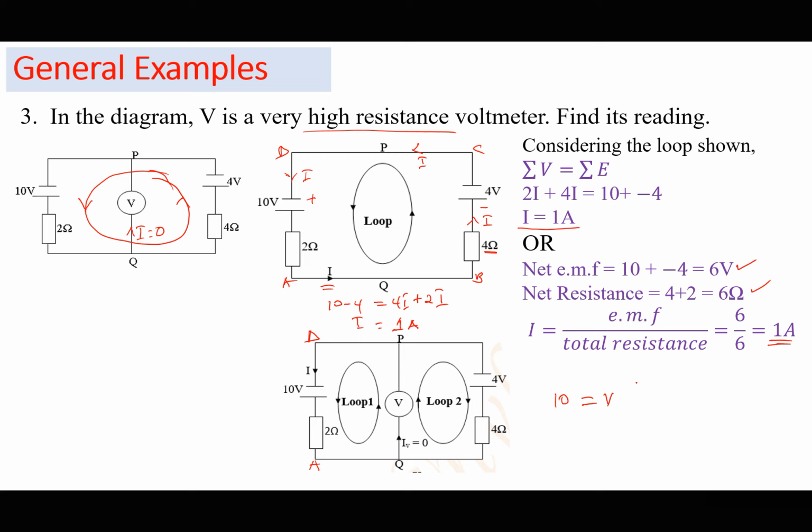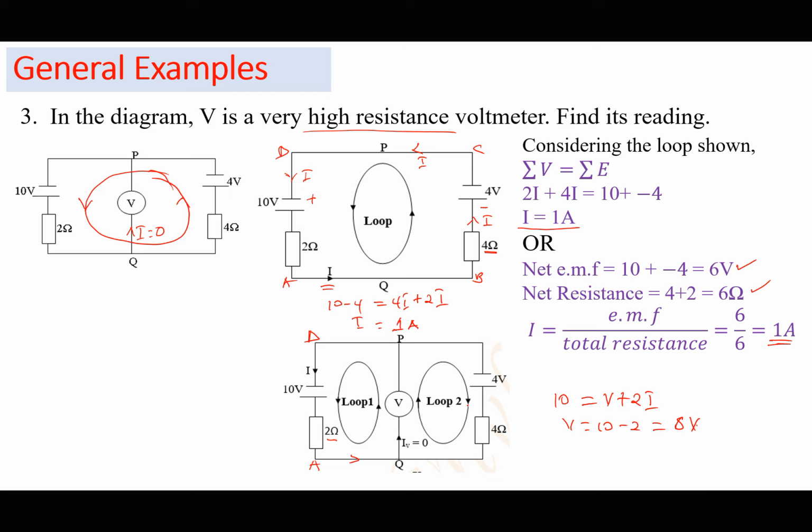Then from P to D, D to A, there is one resistor of 2 ohms. Remember the current was flowing in that direction, so the PD is positive because the current is in the same direction as the PD. So this would be plus 2I. Remember I is 1 ampere, so if I substitute 1 ampere, it means V is going to be 10 minus 2, which gives me 8 volts. I should get the same answer if I consider the right-hand side.